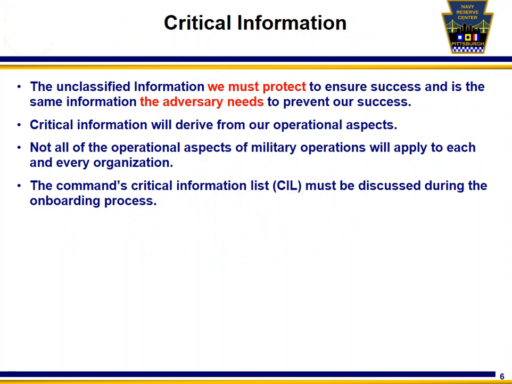Critical information is the unclassified information we must protect to ensure success, and it is the same information the adversary needs to prevent your success. Critical information will derive from our operational aspects. Not all the operational aspects of military operations will apply to each and every organization. The command's critical information list must be discussed during the onboarding process. So when you go to a squadron or ship, they should be going over the critical information list. We have one here too. Come see me if you want to go through it.